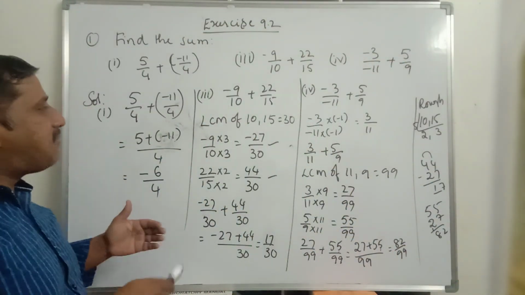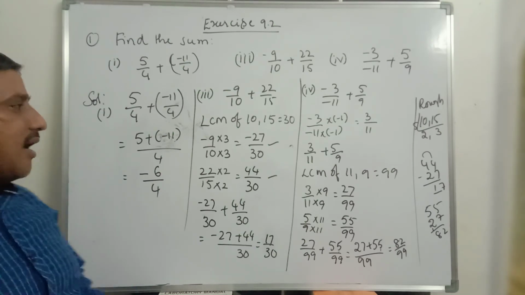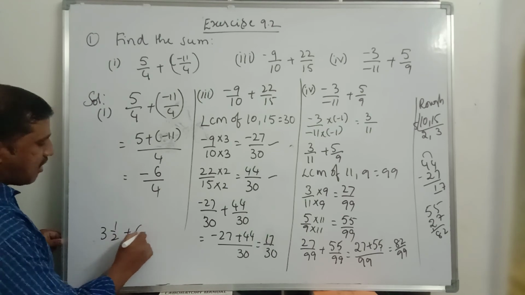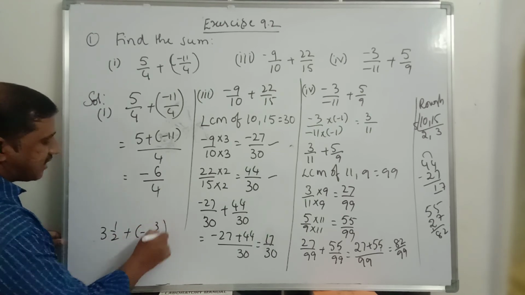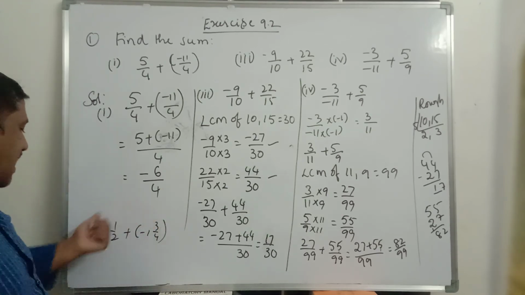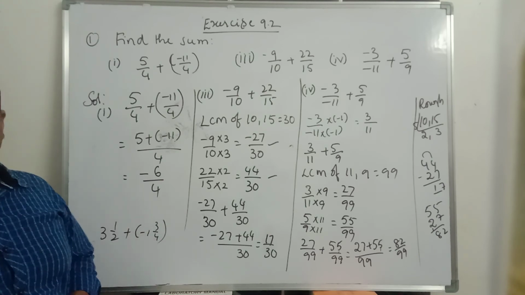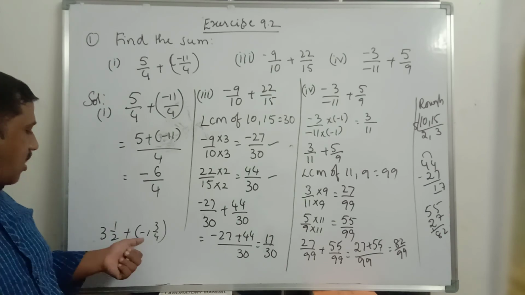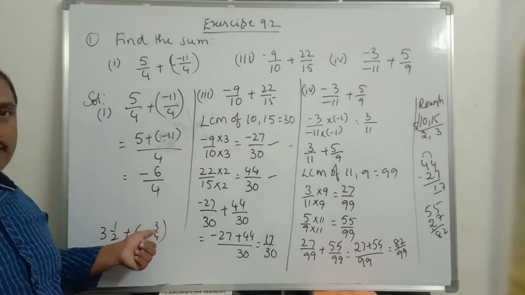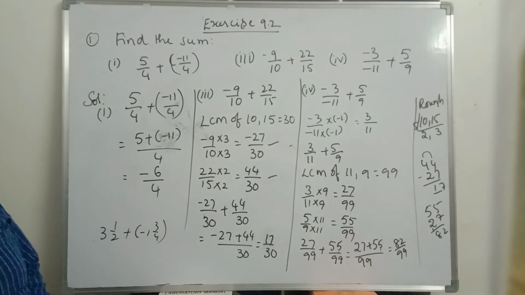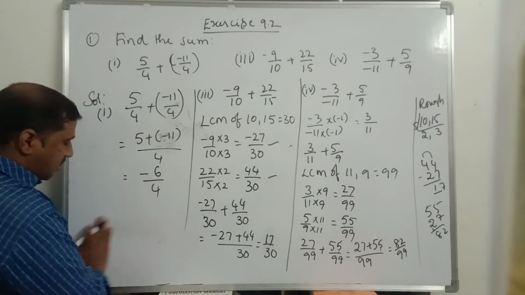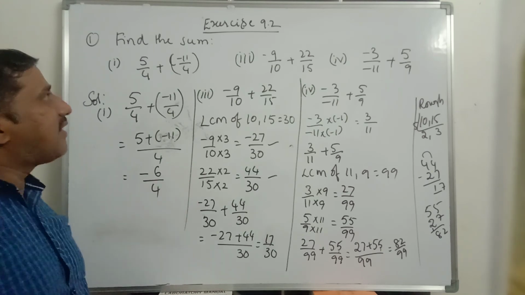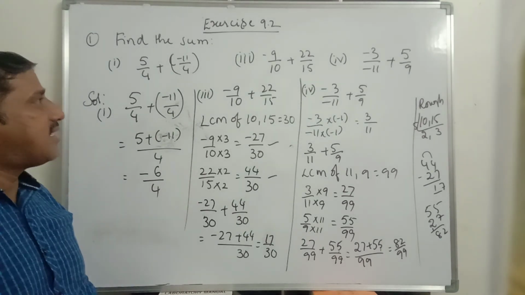If you sometimes find the rational numbers in the mixed fraction form, like 3 1 by 2 plus minus 1 3 by 4, then what will we do? We will change these numbers to the improper fraction form. That is 3 into 2, 6. 6 plus 1 is 7 by 2. And 1 into 4, 4. 4 plus 3 is 7, 7 by 4. Then we will continue with the same concept we studied in the fractions chapter. Is it clear, children, how to find the sum of two rational numbers?